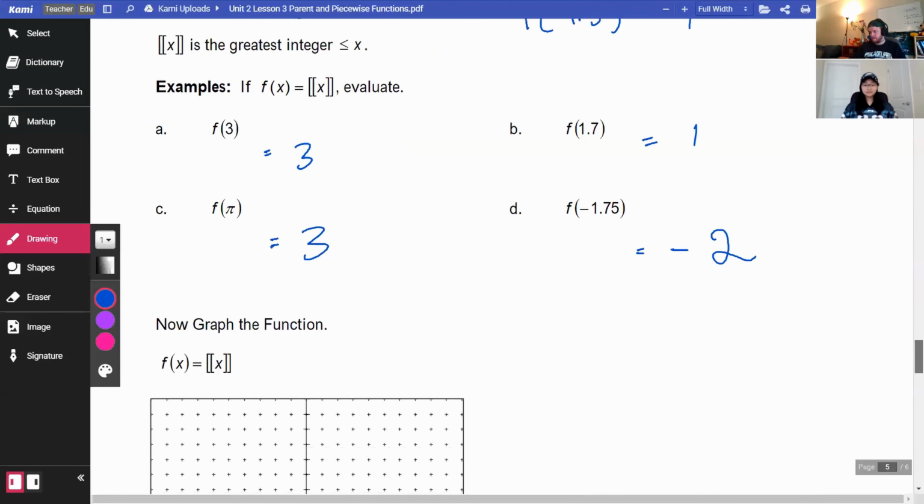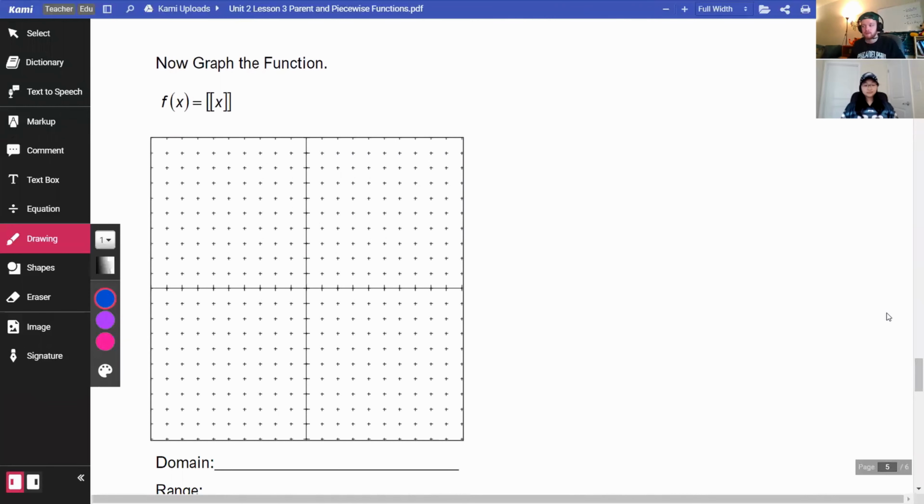Let's graph this thing. Let's plot some points. So we got 3, we got 3. We had pi, we had 3. We had 1.7, I believe we got 1, right? We had negative 1 point something, we got negative 2. And then I believe there was one other one that we plugged in. 4.5 is the one. So 4.5 gave me 4. All right, so we got some points. What's happening here though? Give me some more. Well, I like 0, so 0, and then flooring that would give us 0.